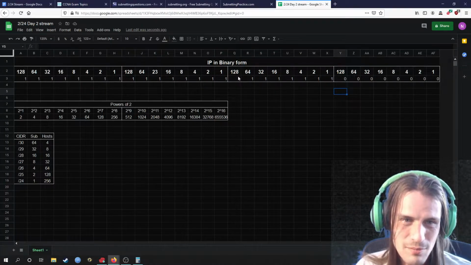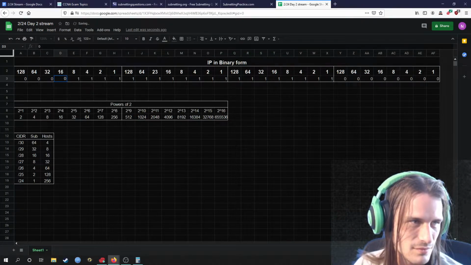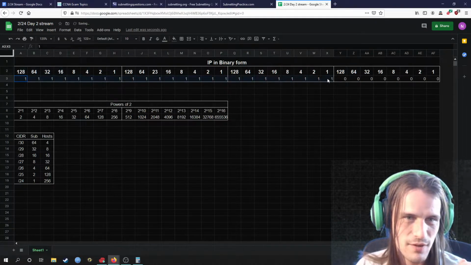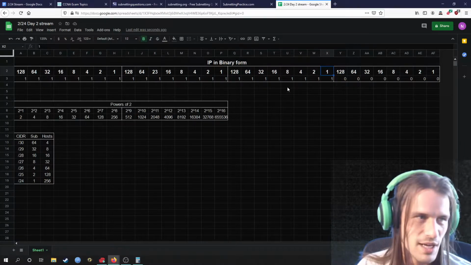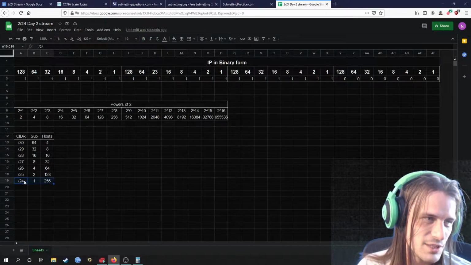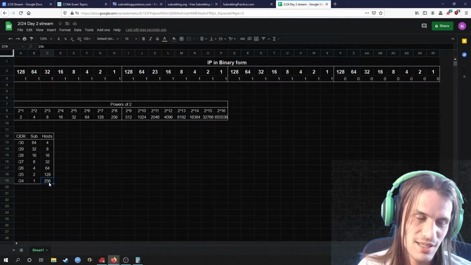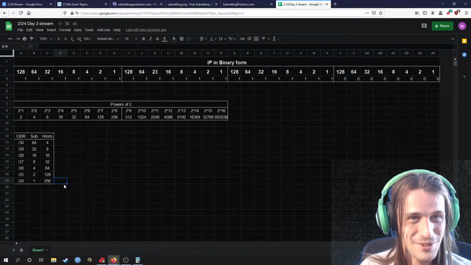Defaults are great, but they waste a lot of address space. I guess we should talk about what this means. Anywhere there's a 1, you think of as the network side. Anywhere there's a 0, you think of as the host side. A /24 would have 1 subnetwork on it, and that subnetwork would have 256 hosts. Then you would subtract 2 from that because there's a network and a broadcast address.